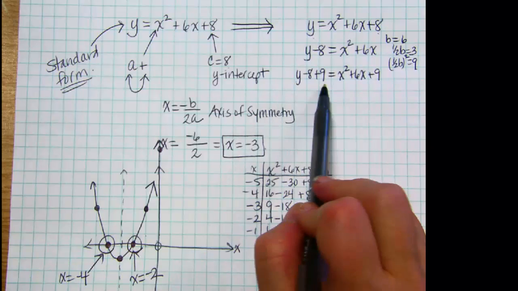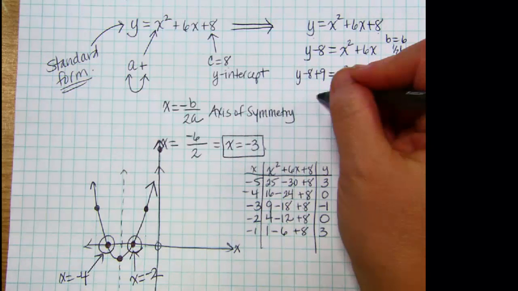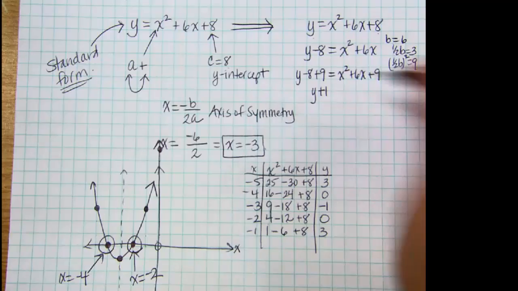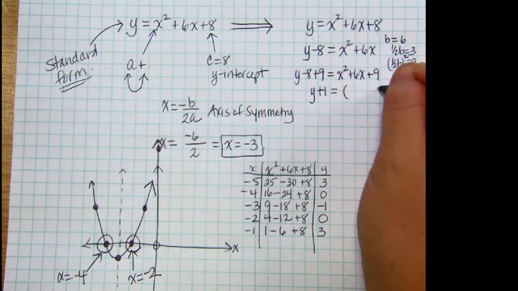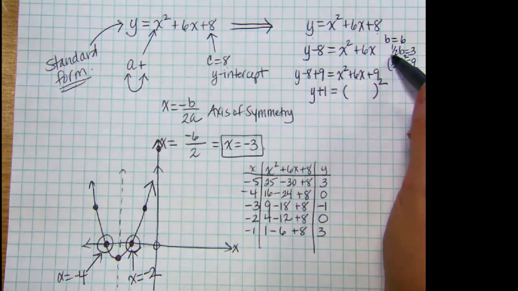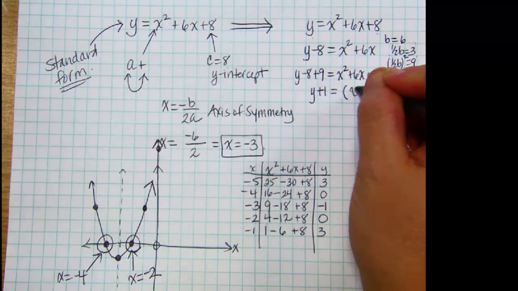I can clean up this left side. Negative 8 plus 9 is plus 1. This side is now a perfect square, and you put half b inside. So this is x plus 3.